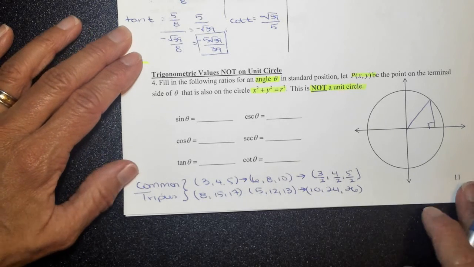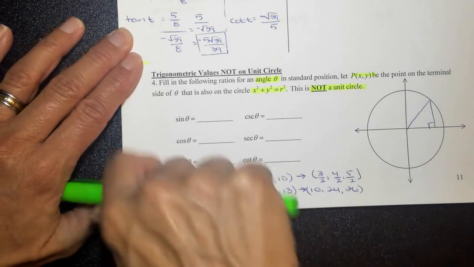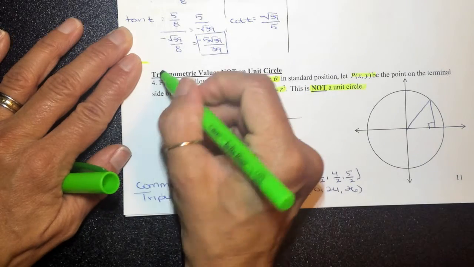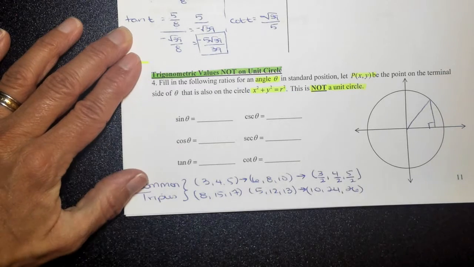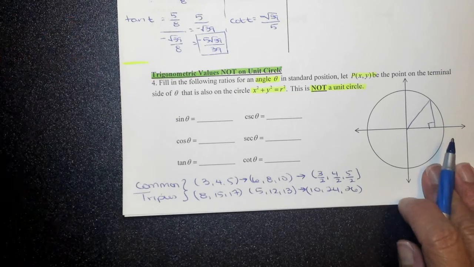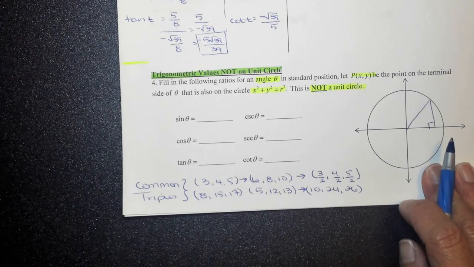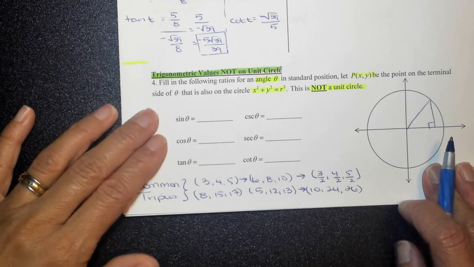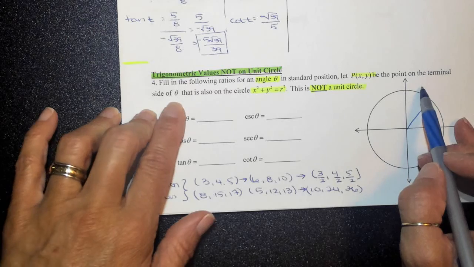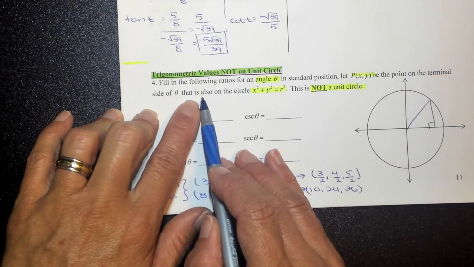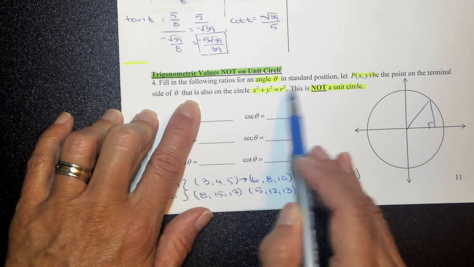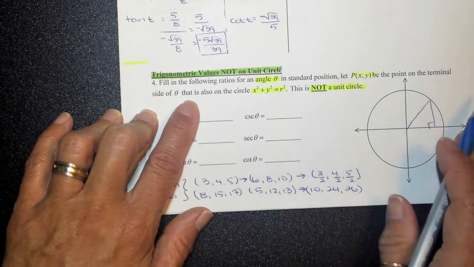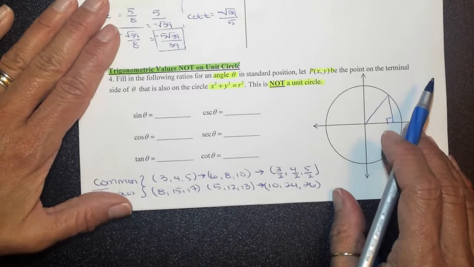So now we're going to focus on trig values that are not on the unit circle, meaning I do not have a radius of 1. What we want to do is fill in the ratios for our angle theta in standard position, given a point (x, y) on the terminal side of theta. This point is also on the circle x squared plus y squared equals r squared, and this is not a unit circle, meaning my radius is not 1.